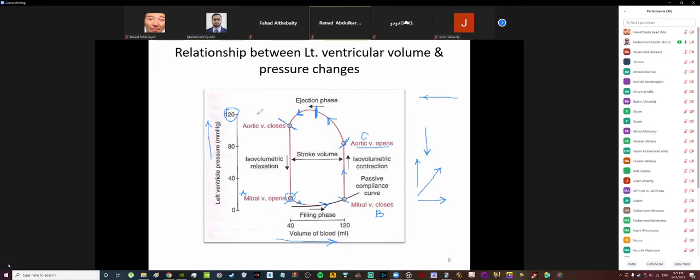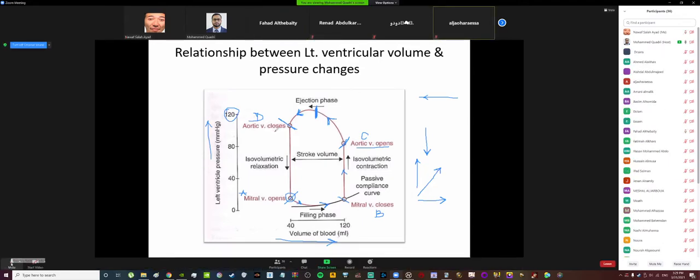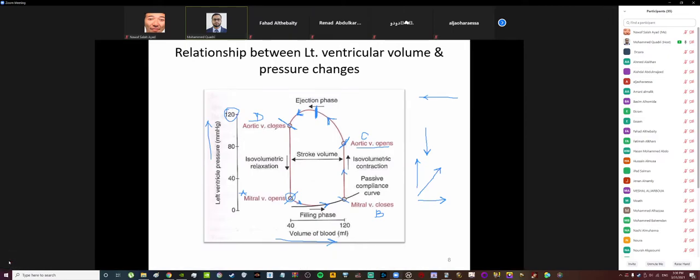close the semilunar valve. And here there is one more mechanical event happening: the second heart sound is produced. Which phase are we starting now? Isovolumetric relaxation phase. The semilunar valves are closed, the AV valve is already closed. Your ventricle is relaxing as a closed chamber.